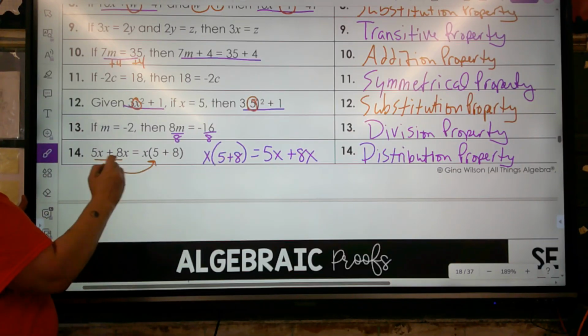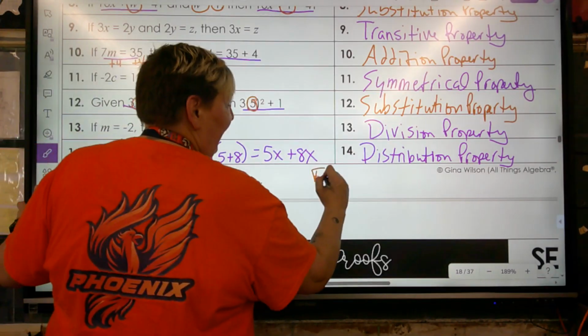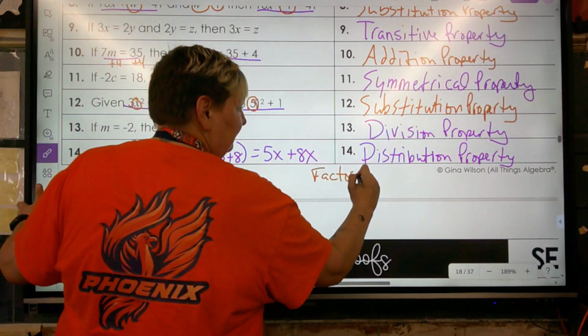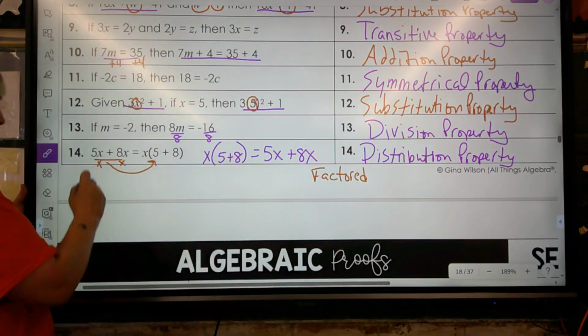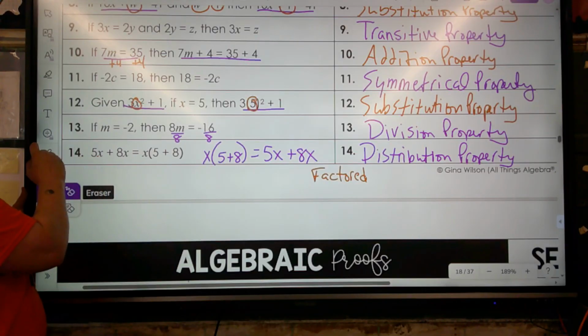To go from here to here, we divided both sides by x. We pulled out the x, right? We factored out an x. So we actually factored to get from here to here. So it really depends on how you want to ask the question.